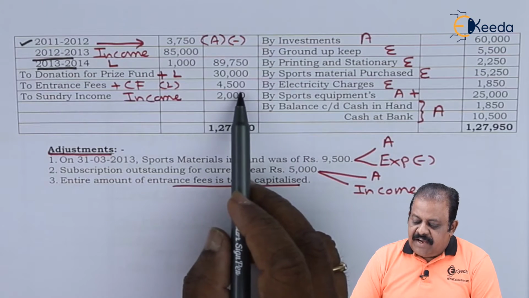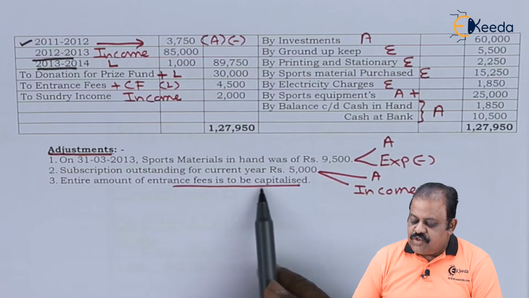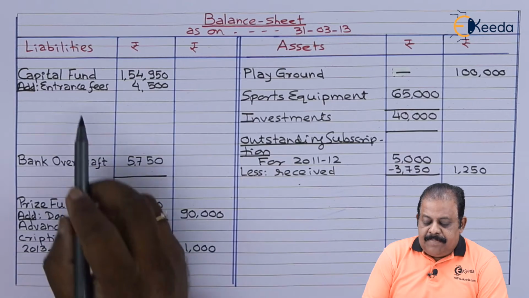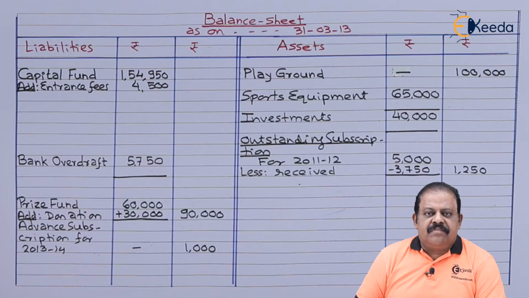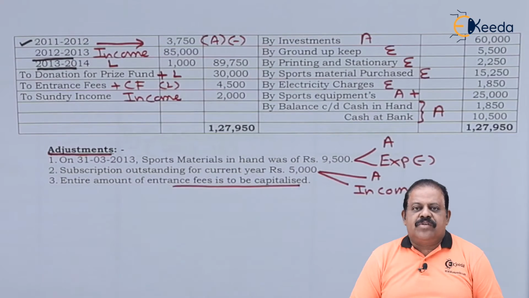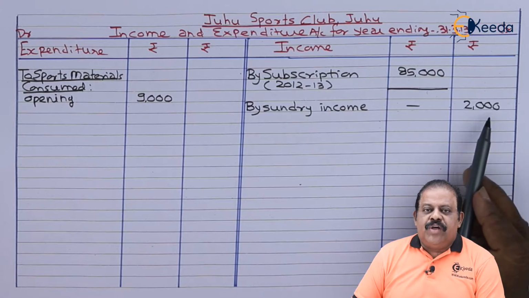Entrance fees 4,500. Third adjustment says entire amount of entrance fees is to be capitalized. Capital fund, we have added entrance fees 4,500. Sundry income 2,000. This will be recorded as income, sundry income 2,000.